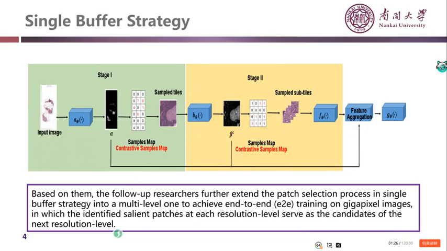Based on that, the follow-up researchers further extend the patch selection process in the single buffer strategy into a multi-level one to achieve end-to-end training on even larger images, in which the identified salient patches at each resolution level serve as the candidates or inputs of the next level.